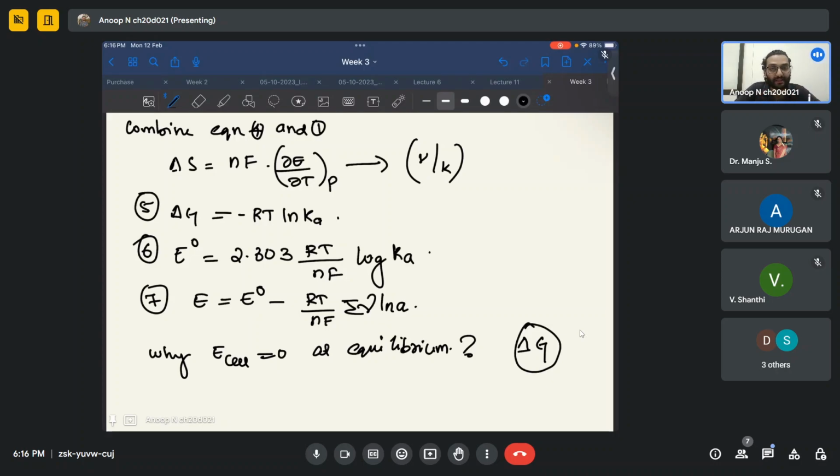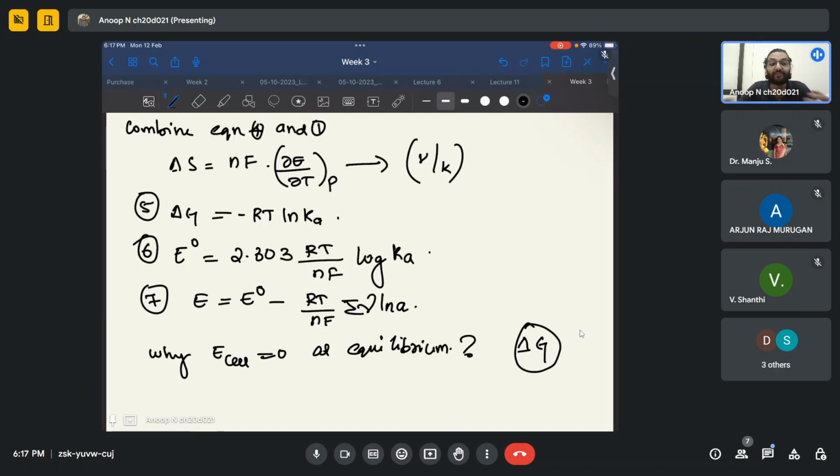At equilibrium, what is the thing? The net rate of forward reaction is equal to the net rate of backward reaction. So the net rate of reaction is equal to 0. Please remember this: at equilibrium, the rate of reaction is not 0. The rate of forward reaction is equal to the rate of backward reaction. So at equilibrium, we can say the net rate of reaction is 0. That is, the net work done is also 0. Is it okay?